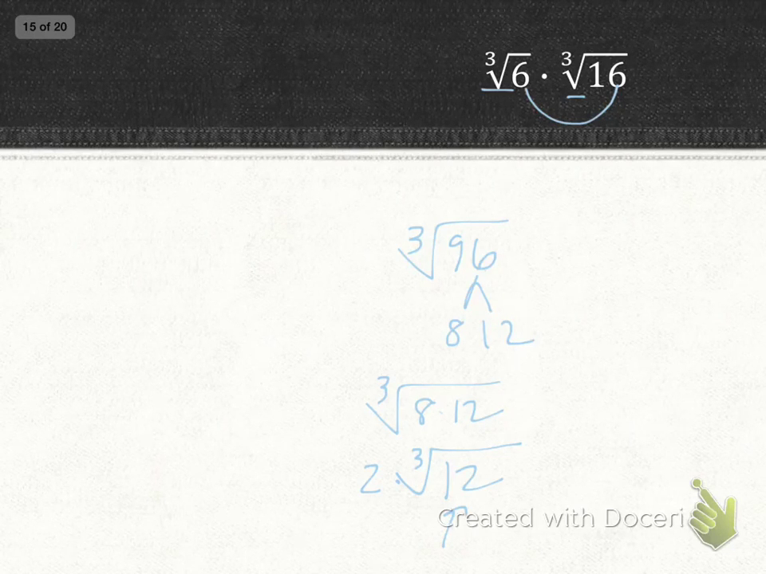I can't break 12 down any further, because 1 cubed is 1. I keep taking a 1 out, that's not going to change anything. 2 cubed is 8. I already took an 8 out, and 8 can't be taken out of 12 and be pretty. So that's as far down as you can break that one.